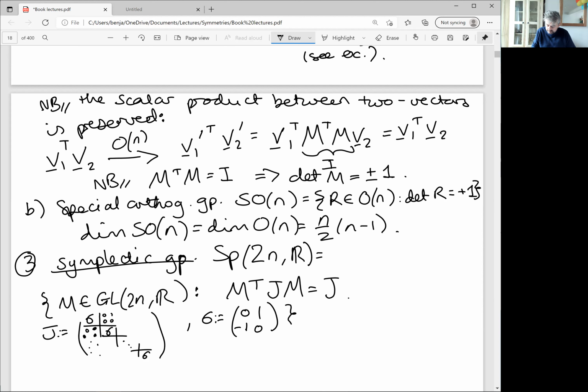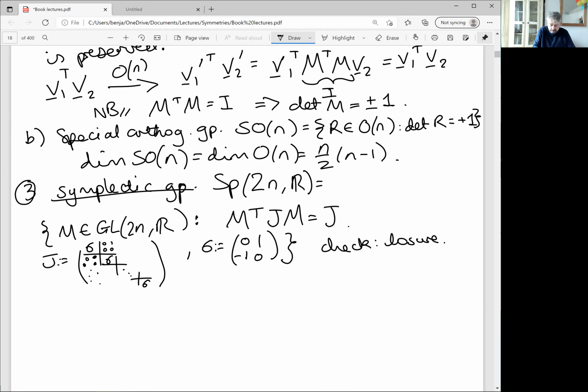So we have this condition. Again, it's a big 2n by 2n matrix equation. And you can check for yourselves that the group closes. In other words, if you multiply two different matrices, each of which satisfies this condition, the resulting matrix also satisfies this condition. It's a one-line proof. So it turns out that the dimension of this group is n times 2n plus 1.